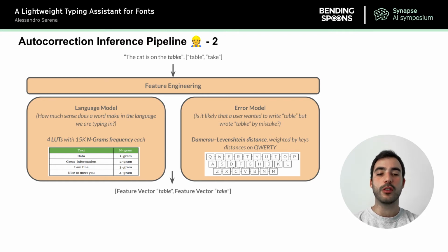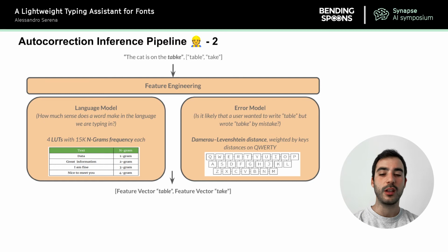The language model is the system in this feature engineering pipeline that answers the question, how much sense does a word make in the language that we're typing in? And what we use in this case are n-grams. So we use a frequency-based approach, for which we assume that the more frequently a group of words are used together in the language, the more sense they make.